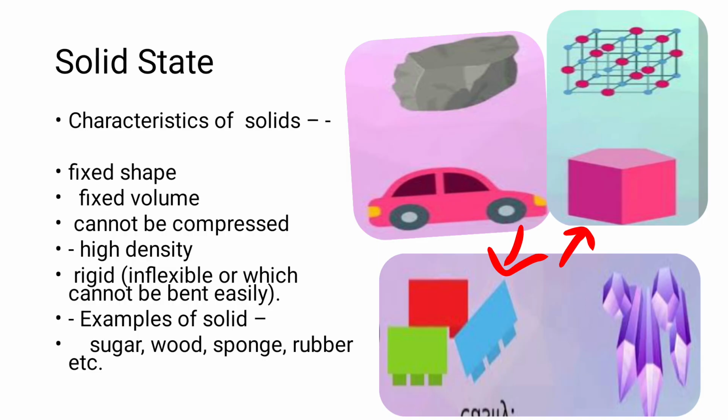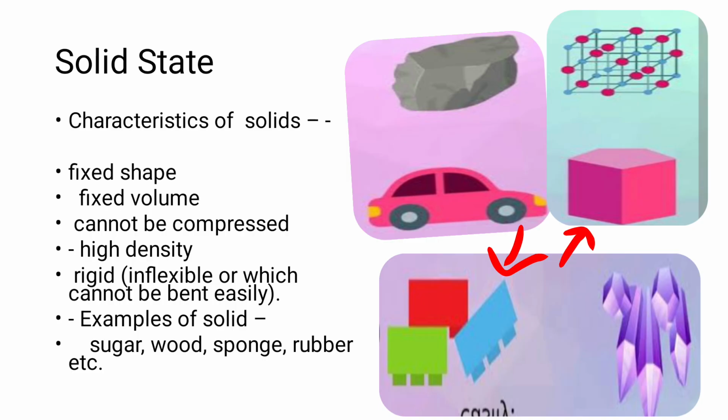So solid has fixed shape and fixed volume, and it cannot be compressed. The entire thing cannot be compressed. It cannot be shrunken, and you cannot keep it in a tiny bottle or tiny thing. So compressed means shrunken, and solids have high density. Density is the substance occupied in the given space. So because of that, it has high density.